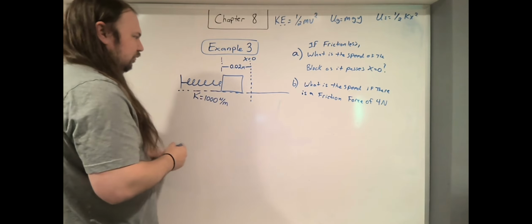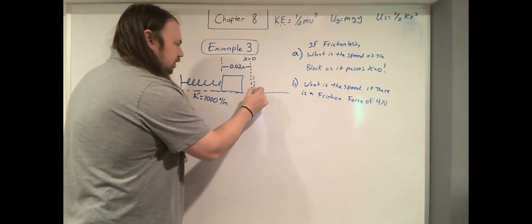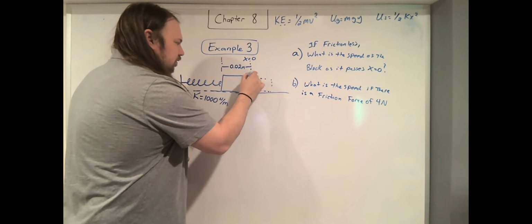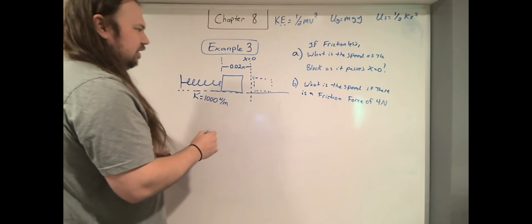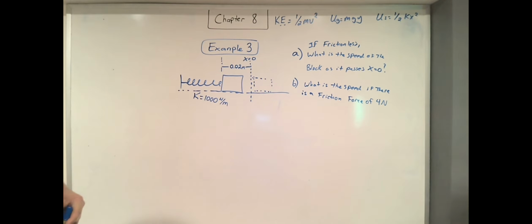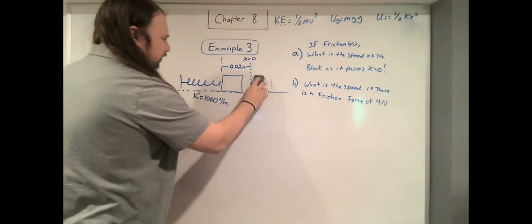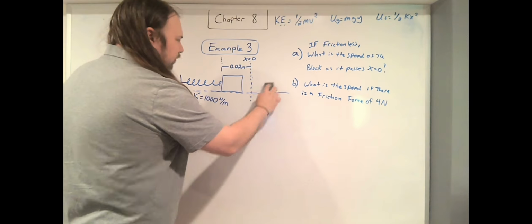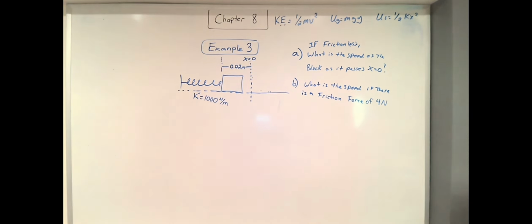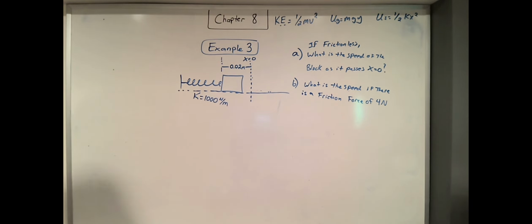It'll move forward to a point over here, and the spring is now behind it at the point of x equals 0. Okay, so that's where we're at. And it will be moving, obviously. Okay, it'll have to be moving. So how do we tackle this?